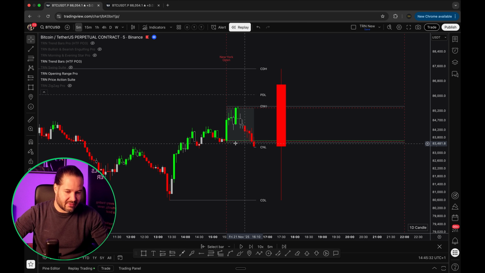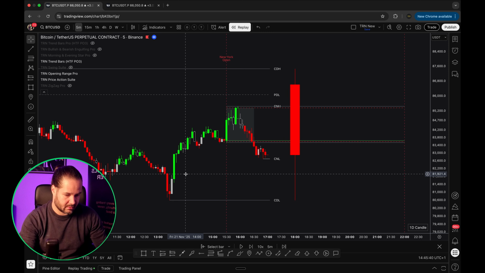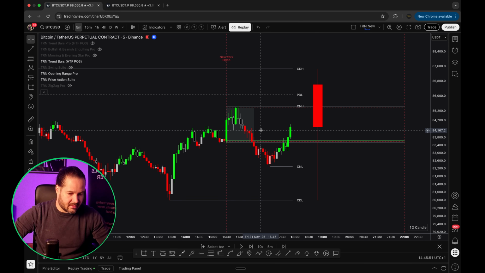But this is not a valid entry, because we want to see a pullback or something like this before we would enter a short trade. Let's see. Okay, price moves down, and then we get the pullback. Now we would need another red trend bar, but no, we get the move inside the opening range higher.